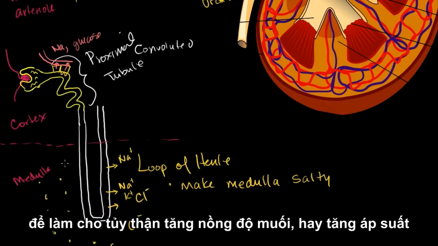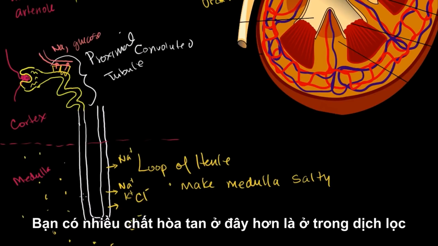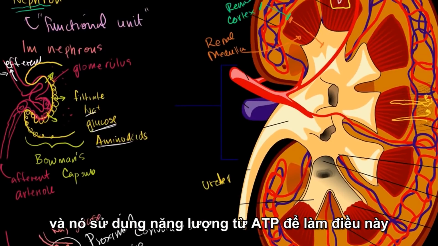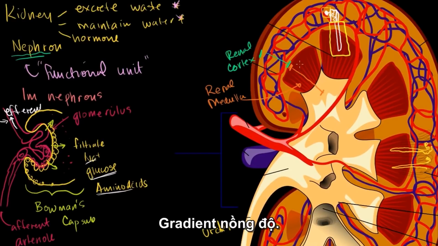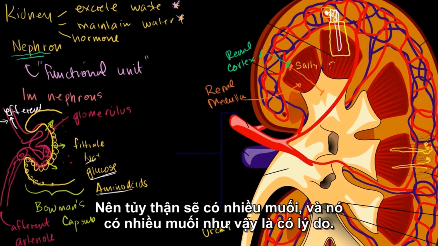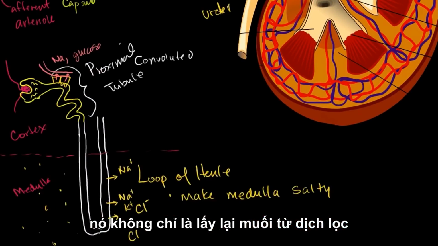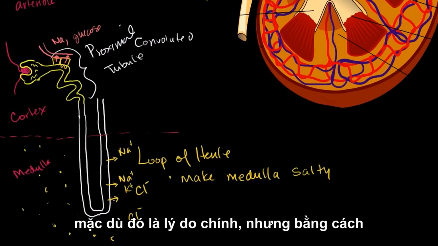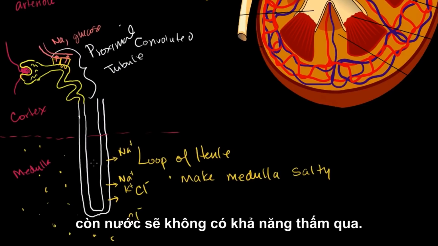salty, or if we think about it in terms of kind of osmosis, make it hypertonic. You have more solute out here than you have in the filtrate that's going through the tubule. So what it does is it makes it, and it uses ATP to do this. All of this stuff requires ATP to actively pump against a concentration gradient. So this is salty. It's salty. And it's salty for a reason. It's not just to take back these salts from the filtrate, although that's part of the reason. But by making this salty, so this part, the ascending part, is only permeable to these salts and these ions. So only ions. It's not permeable to water.